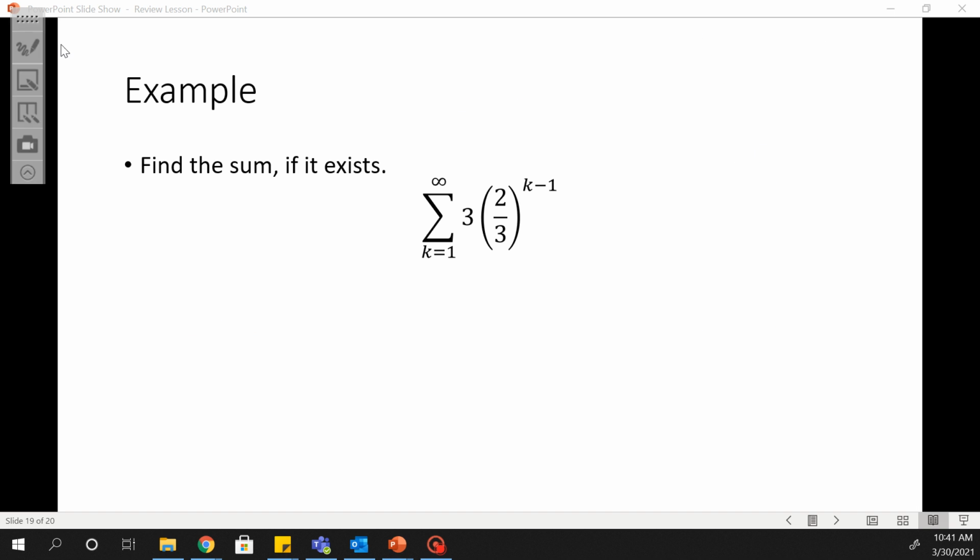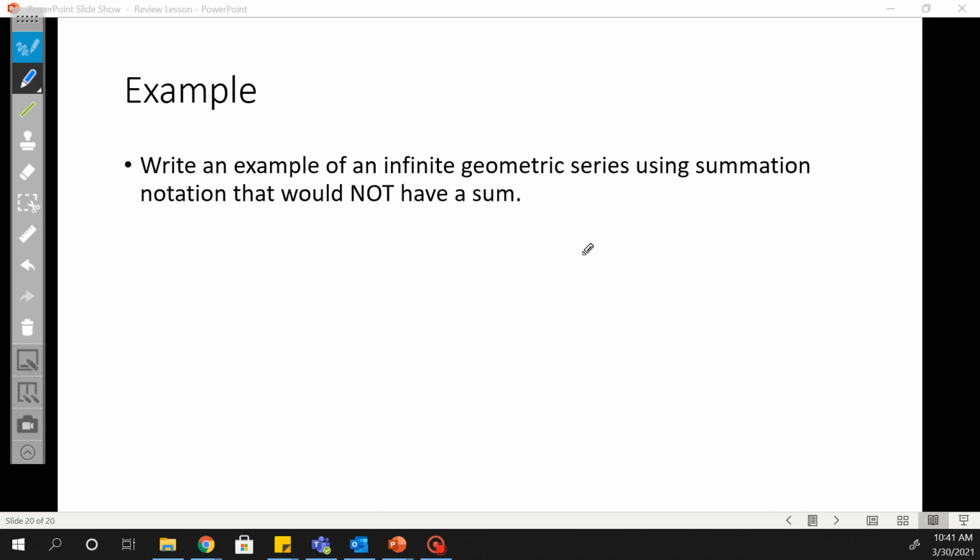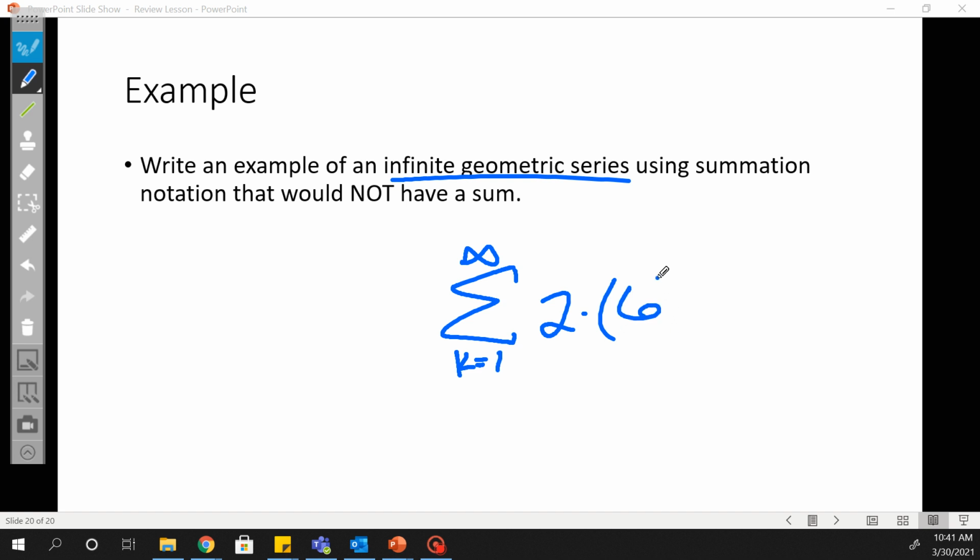Moving on. Another example, write an example of an infinite geometric series using summation notation that would not have a sum. Okay, so summation notation. k equals 1 to infinity. Okay, so this represents an infinite geometric series. Now I just need to make sure that it does not have a sum. So I need a formula that doesn't have a sum. So the first term can be anything. Let's say the first term is 2. Common ratio has to be anything that's not between -1 and +1. So like 6, that's fine.